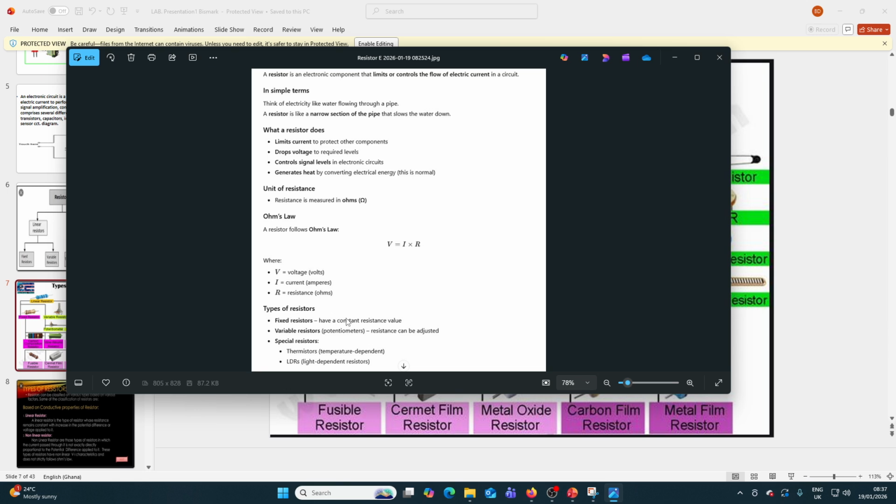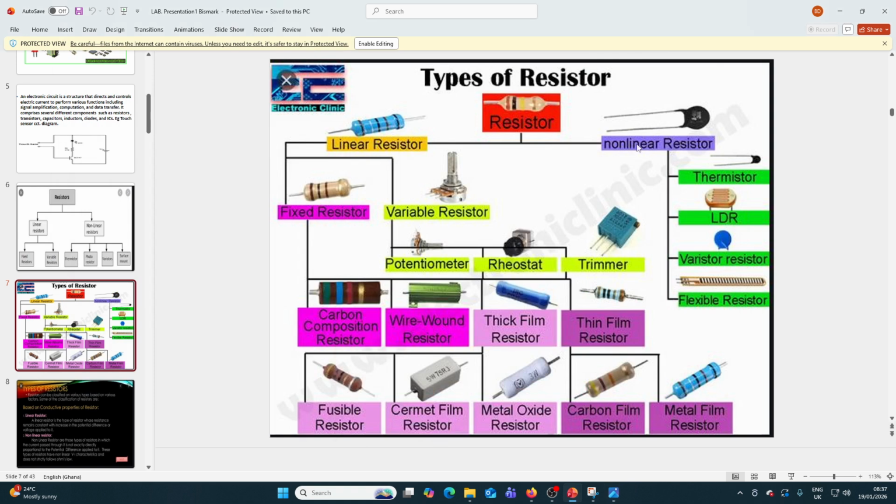Now we have different types of resistors. We have a fixed resistor, a variable resistor, then we also have some special resistors as well. So let's take a look at it. Here you are with some pictures. When you look at it, we have linear resistors, and then we have some non-linear resistors as well. Let's first of all look at linear resistors. Under linear resistors we have fixed resistors and also variable resistors.